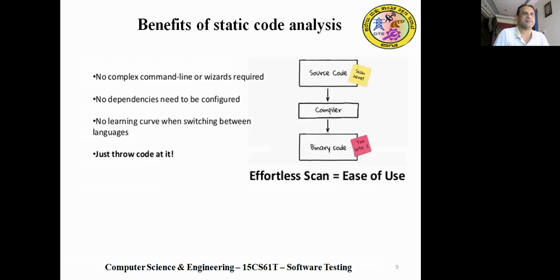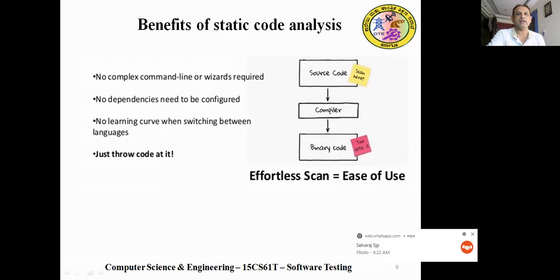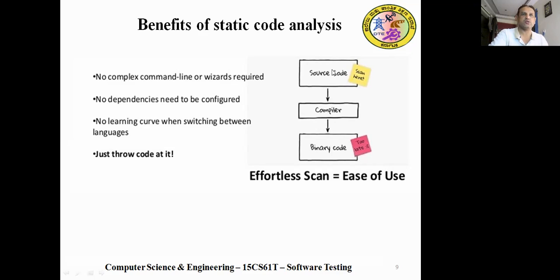Fine. Next, what are the benefits of static code analysis? The benefits are as follows. Your source code is ready. As you can see in the diagram, you give it to a compiler, and binary code is generated in the C programming language. In the same way here, the code is given, the tool will compile it, and then it generates the different types of mistakes you have made.